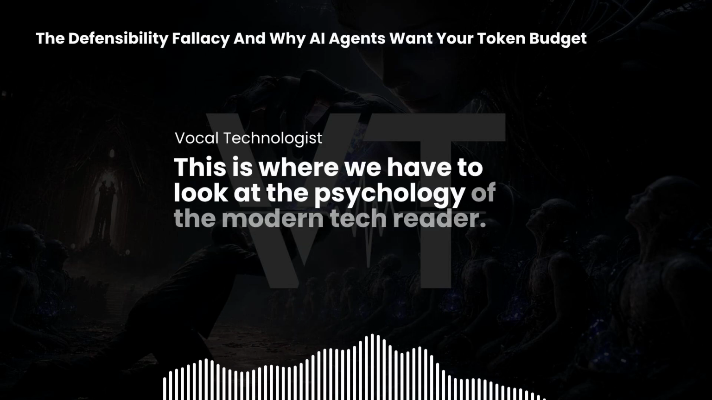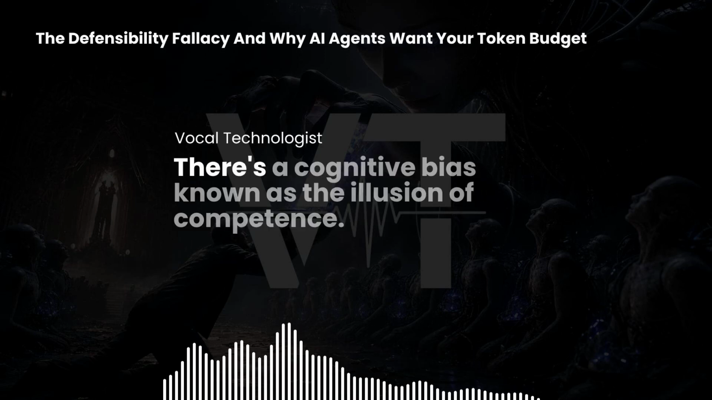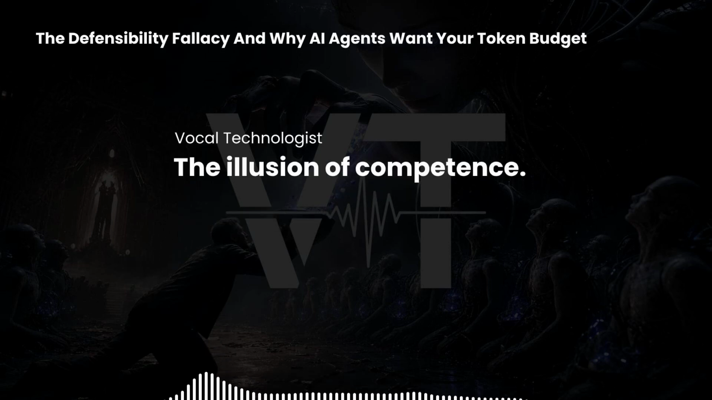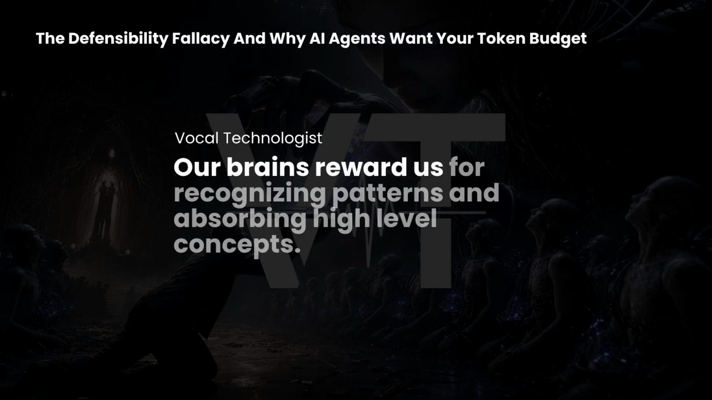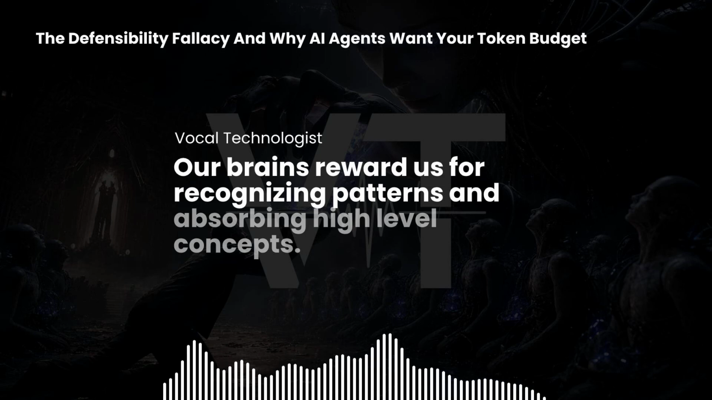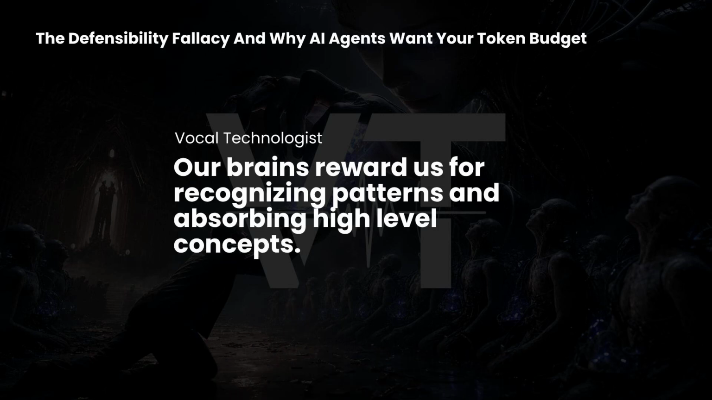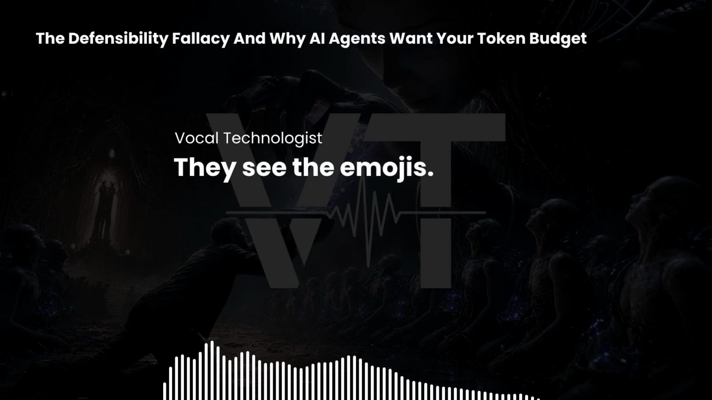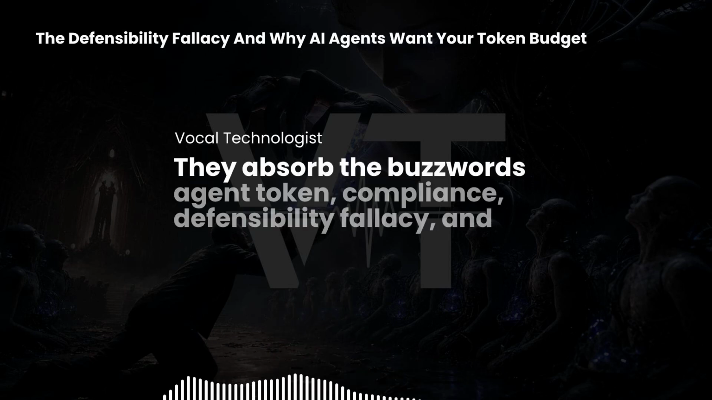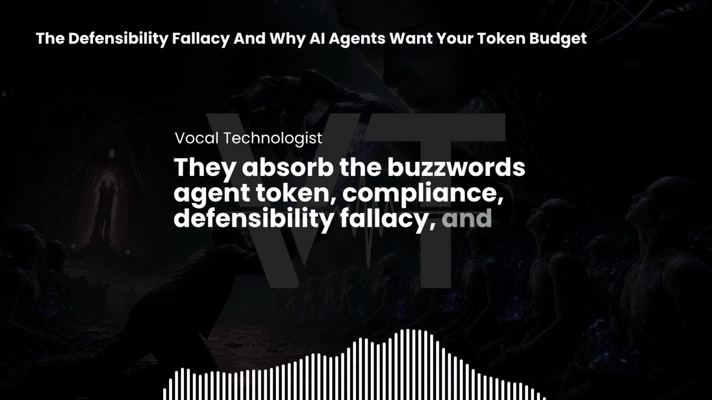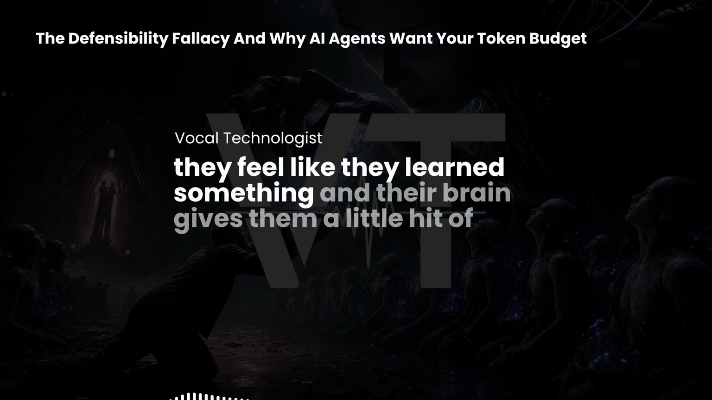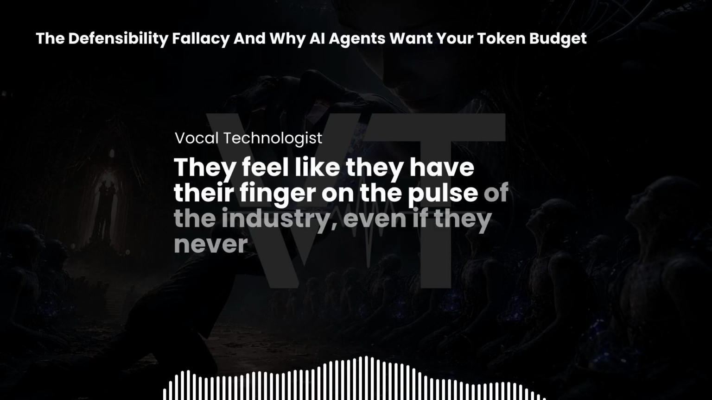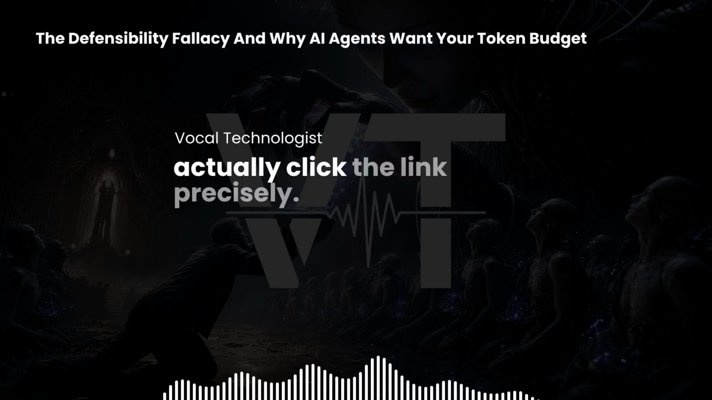This is where we have to look at the psychology of the modern tech reader. There's a cognitive bias known as the illusion of competence. The illusion of competence. Yeah, our brains reward us for recognizing patterns and absorbing high-level concepts. When those 1.6 million people open their daily email, they see the emojis. They absorb the buzzwords: agent, token, compliance, defensibility fallacy. And they feel like they learned something. And their brain gives them a little hit of dopamine. They feel informed. They feel like they have their finger on the pulse of the industry. Even if they never actually click the link.